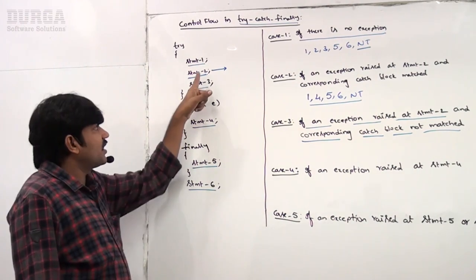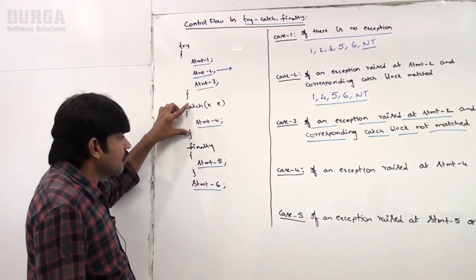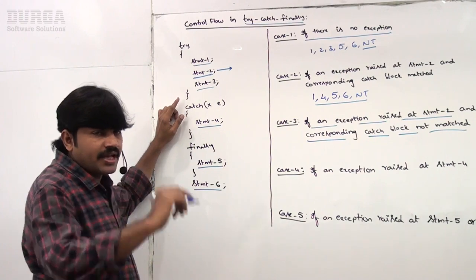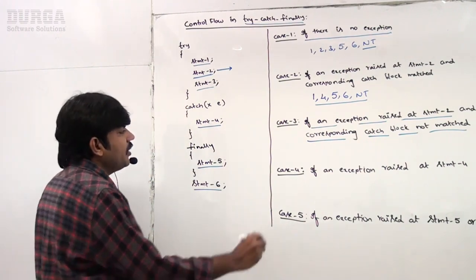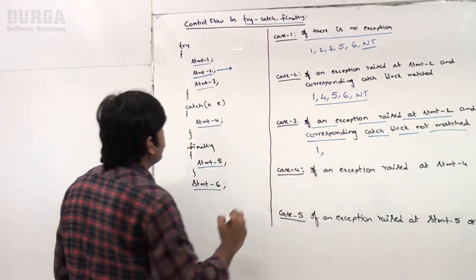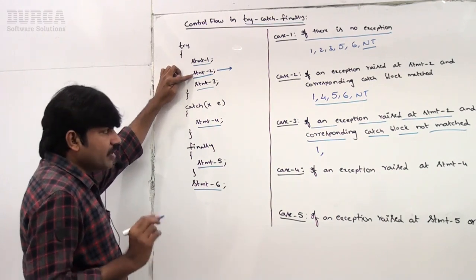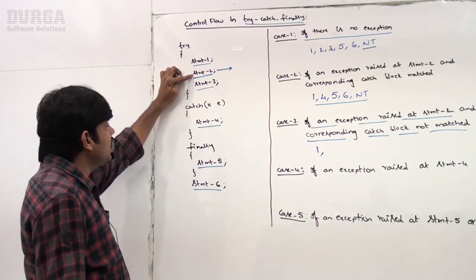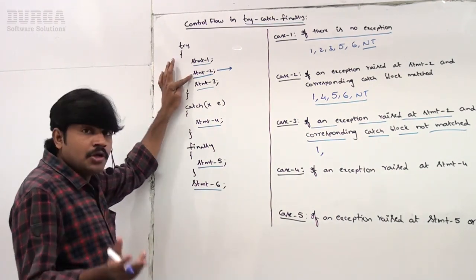So an arithmetic exception is raised, but this catch block may be for a null pointer exception. What will happen, sir? Now observe very carefully. Statement 1 will be executed normally. While executing statement 2, the problem came.